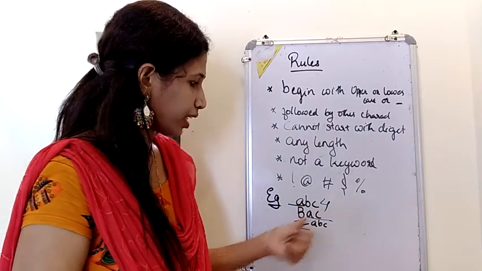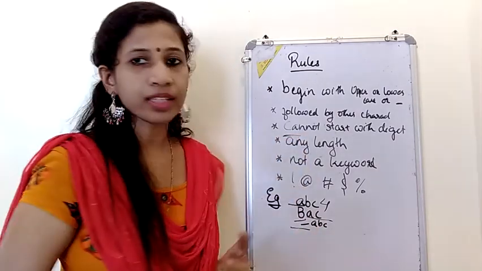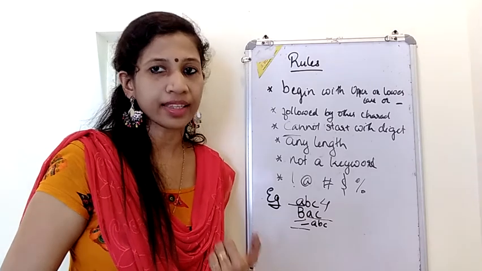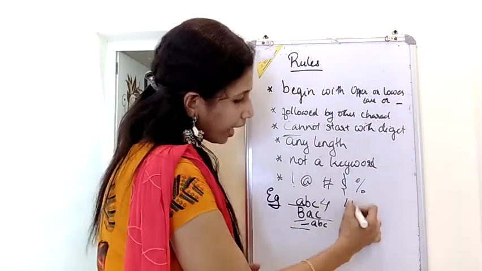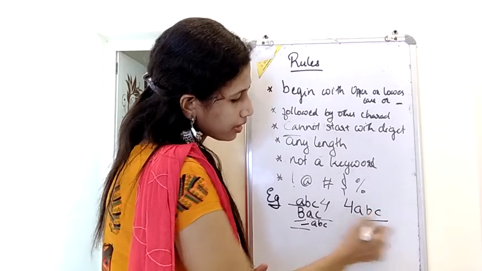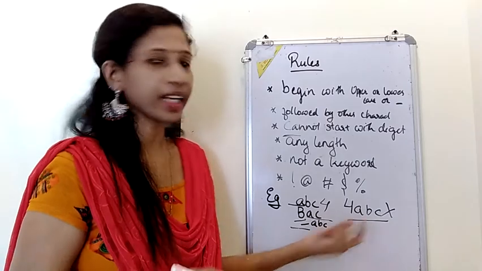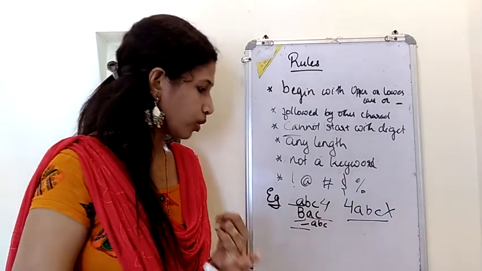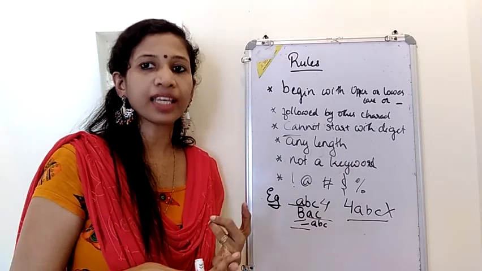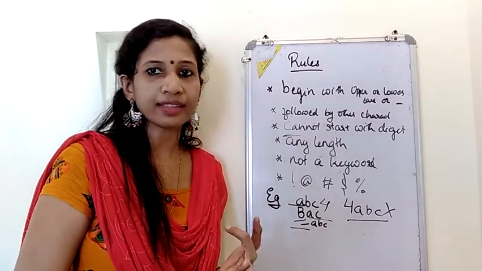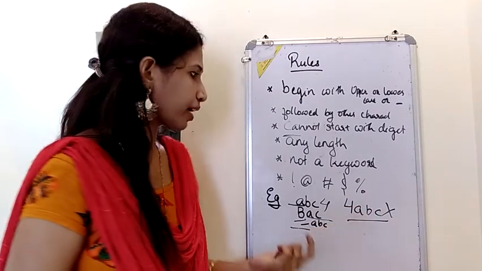And the third rule is that we cannot use a digit as the first or starting letter. This is invalid for ABC. This is an invalid identifier. So we can use either a small letter, otherwise a capital letter, or an underscore as the starting letter. It cannot use any digits as the starting letters.